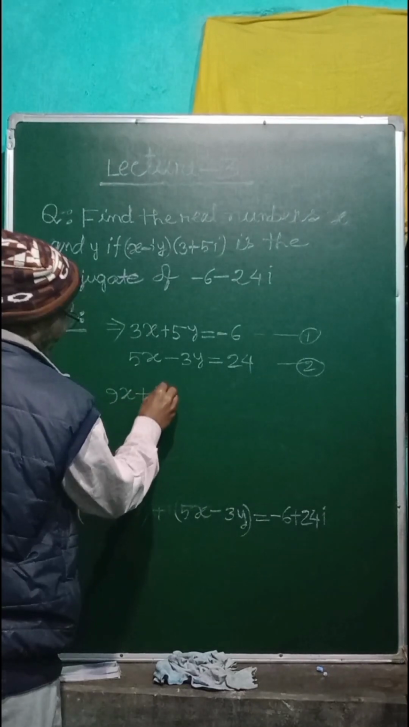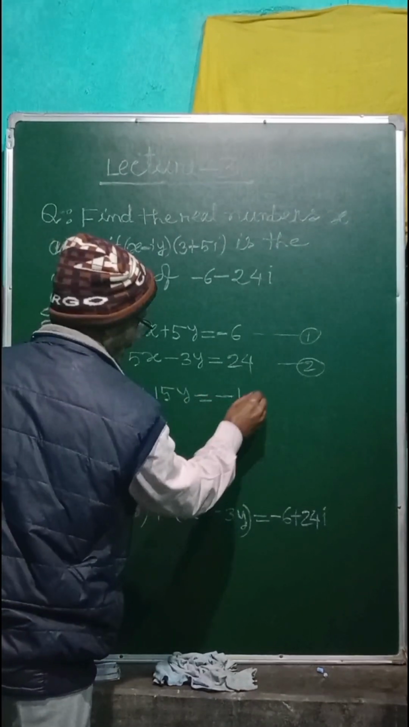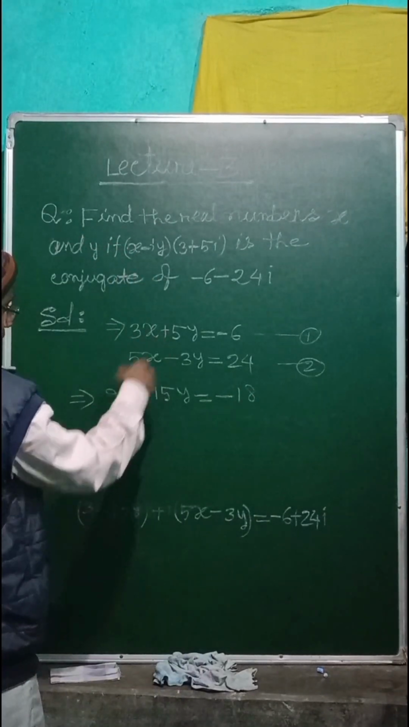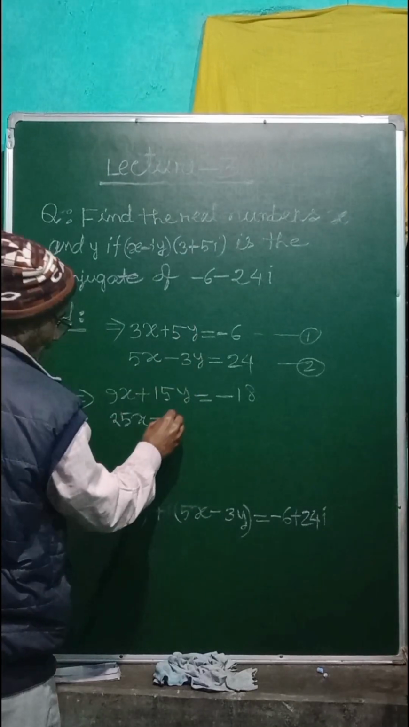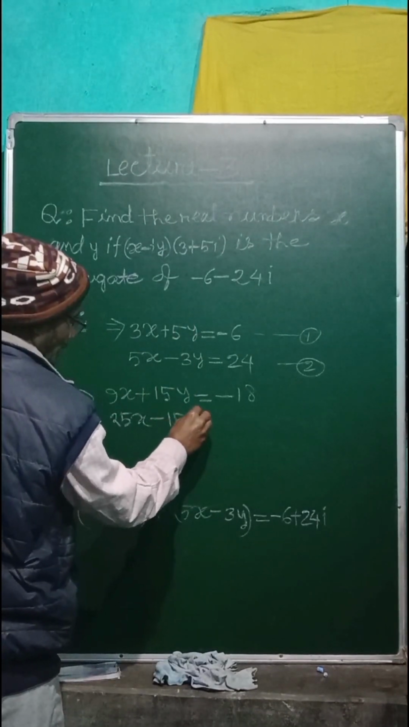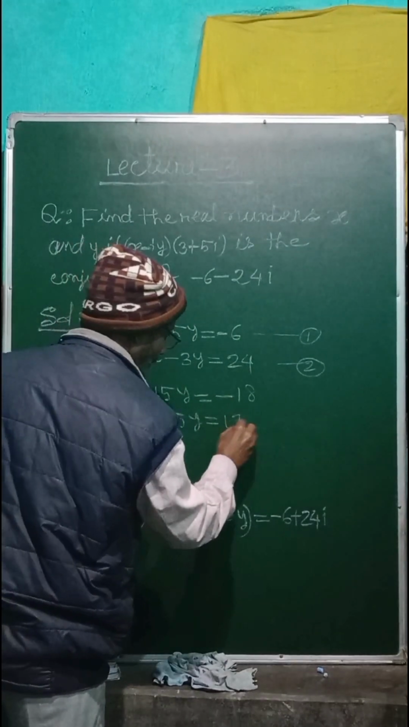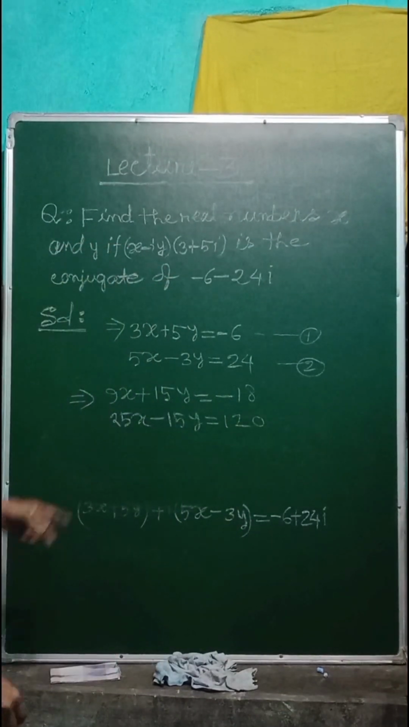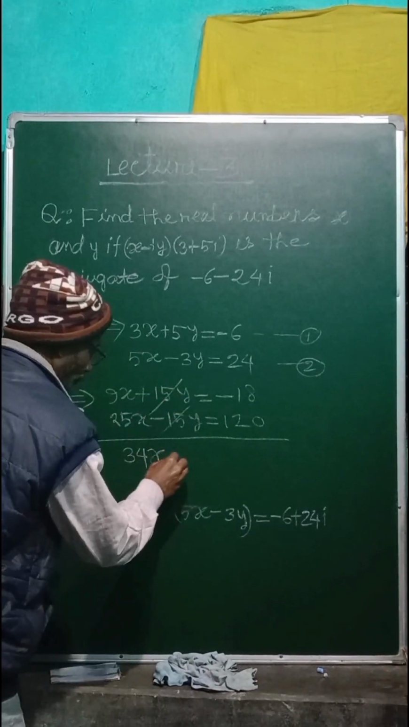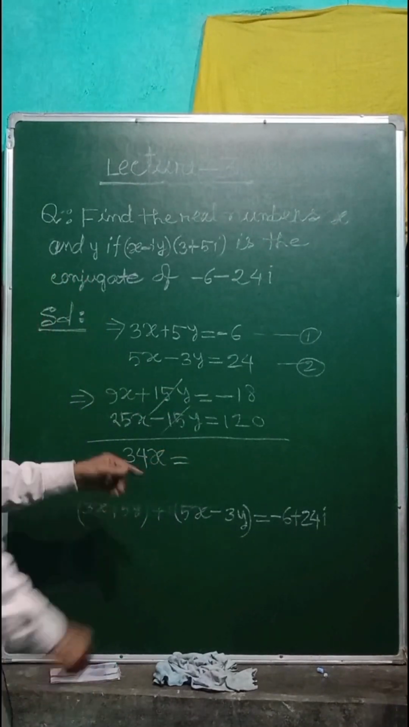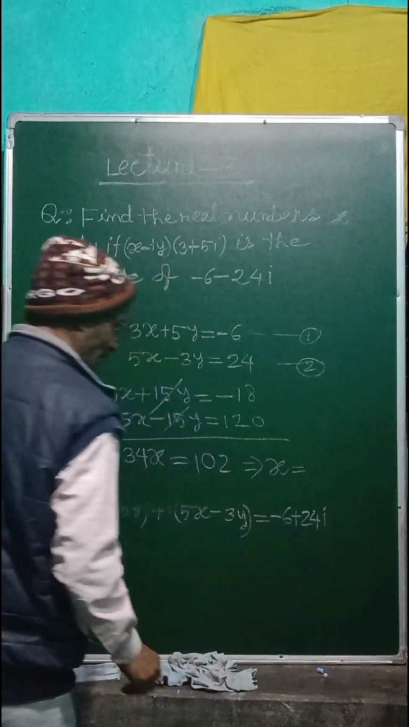9x plus 15y is equal to minus 18, and the next equation by 5: 25x minus 15y equal to 24 into 5, which is 120. Adding both equations, this cancels. 34x equal to 102, implies x will be 3.